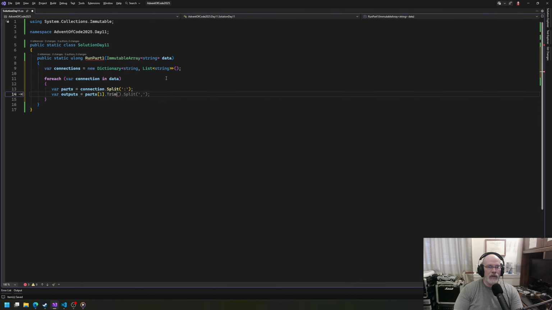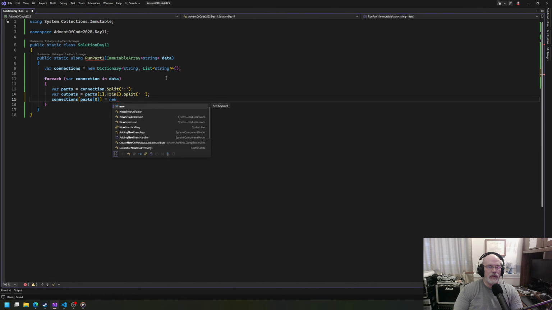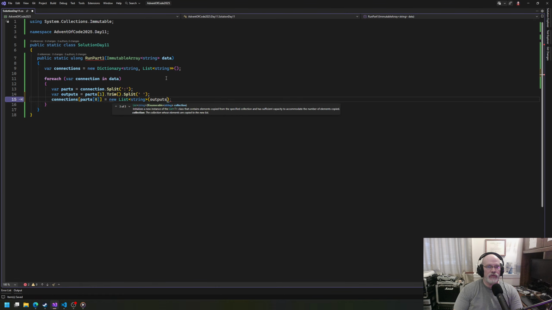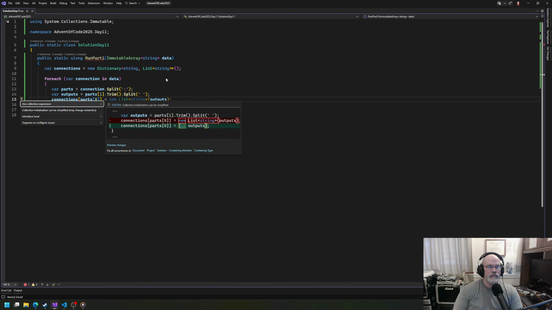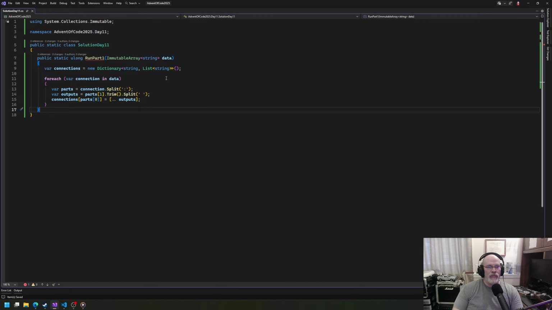We want to trim this now, okay? Because we want to make sure that we've trimmed off any leading and ending white space. And now we want to split it on a space. Okay. So now what we can do is say connections at parts 0 is equal to a new list of strings based on outputs. So that parses it, right? That's the first part.